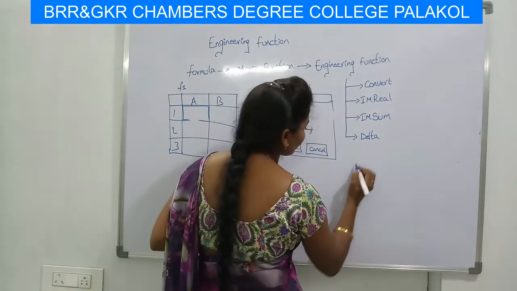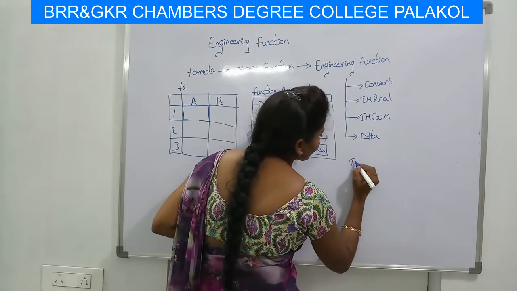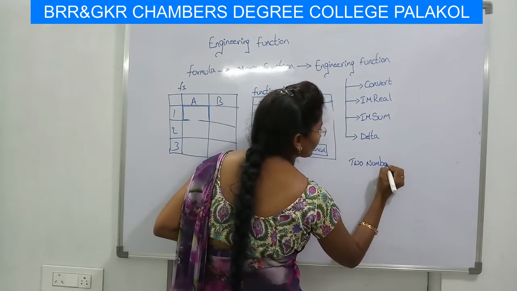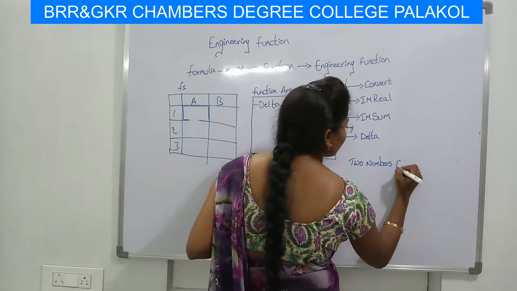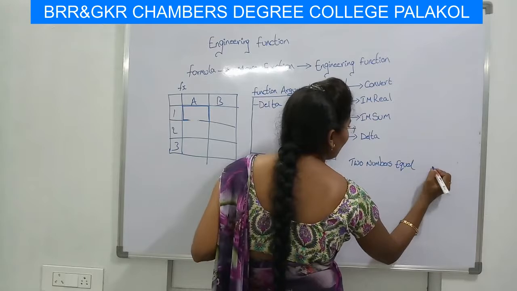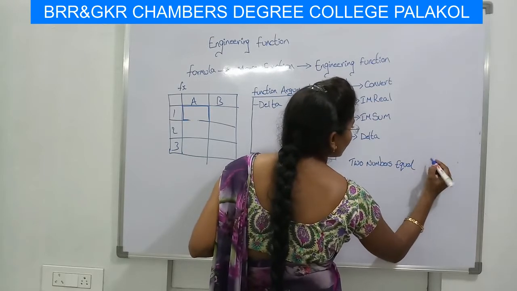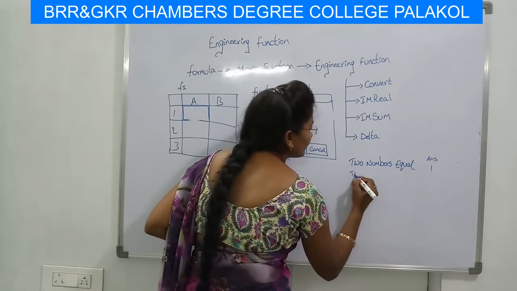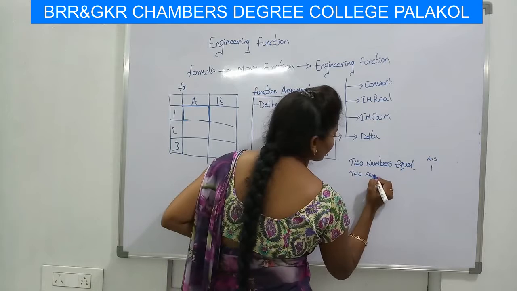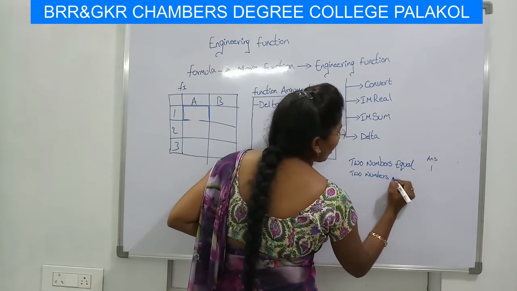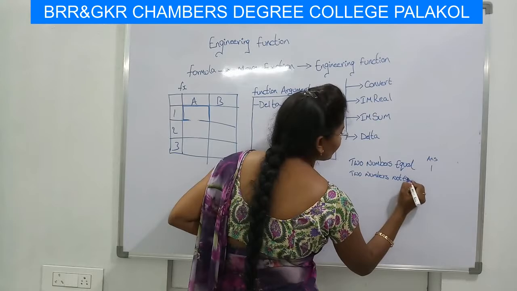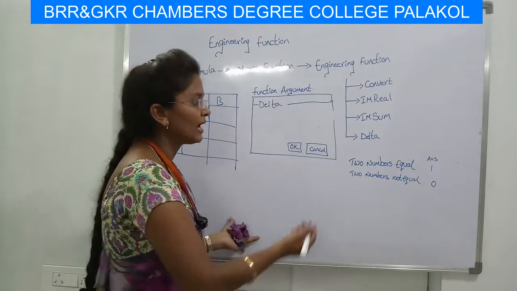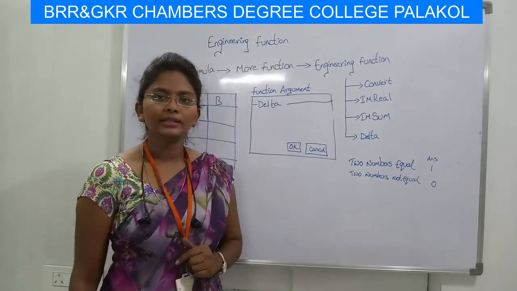That means if two numbers are equal, the answer will be 1. This is the answer. If the two numbers are not equal, it will display the result, that means the answer, as 0 in the Excel sheet.